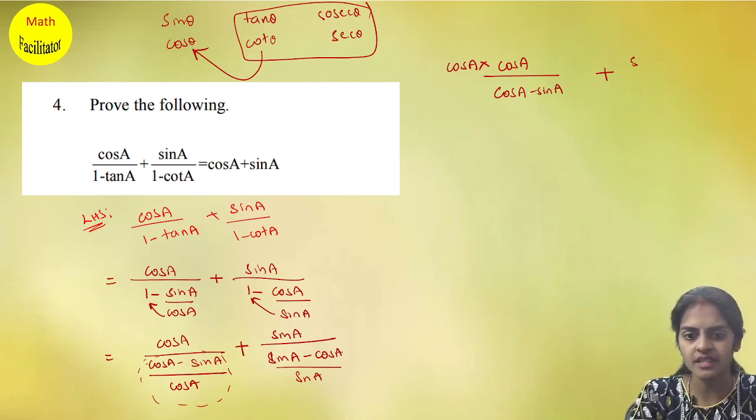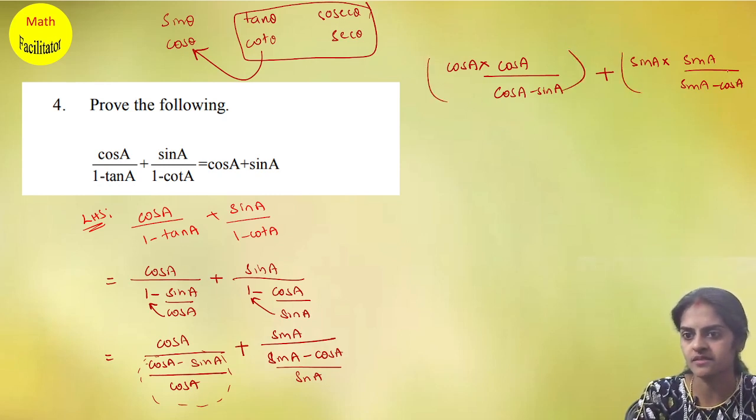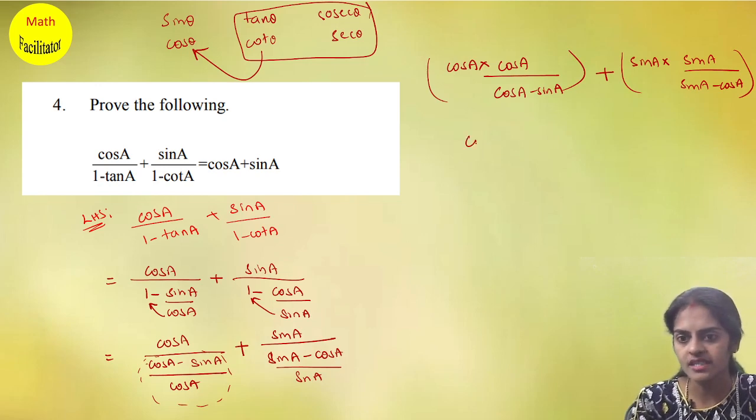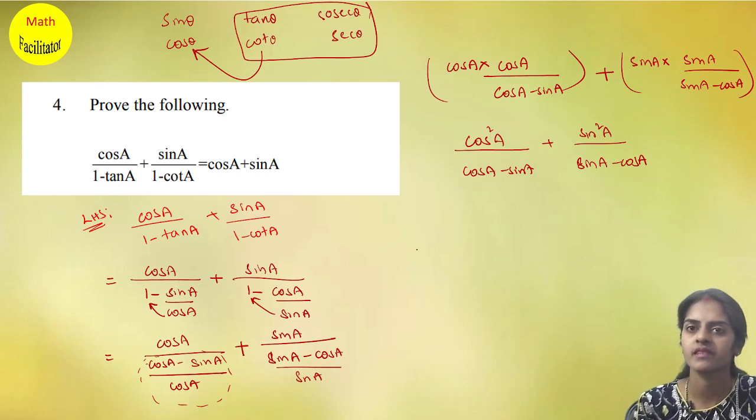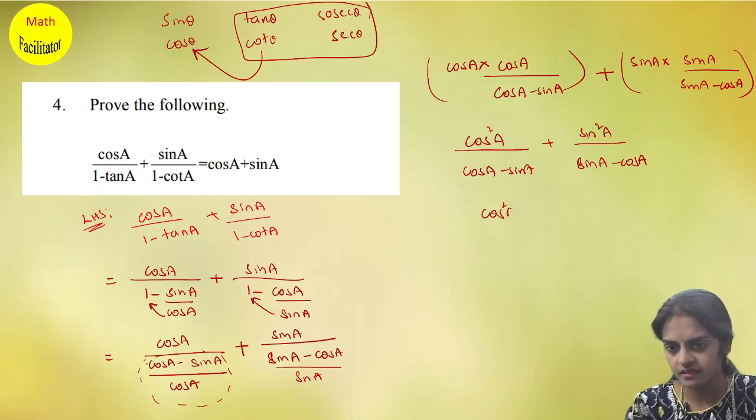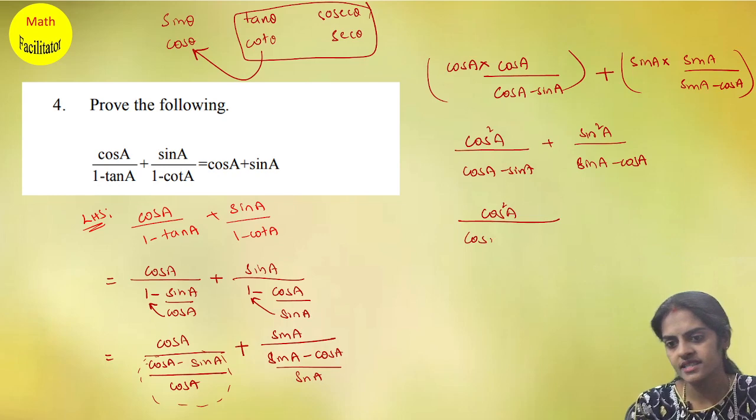You have a plus in between. Then you have sin A, and similarly in the next term also sin A comes up and sin A minus cos A will remain in the denominator. So these are the two terms I have. Now cos A into cos A is cos square A divided by cos A minus sin A. Sin A into sin A is sin square A divided by sin A minus cos A.